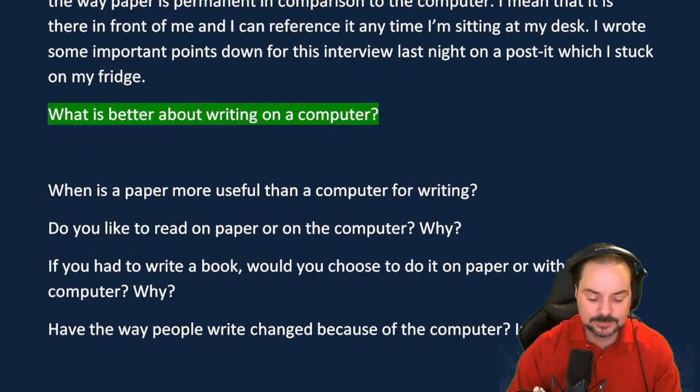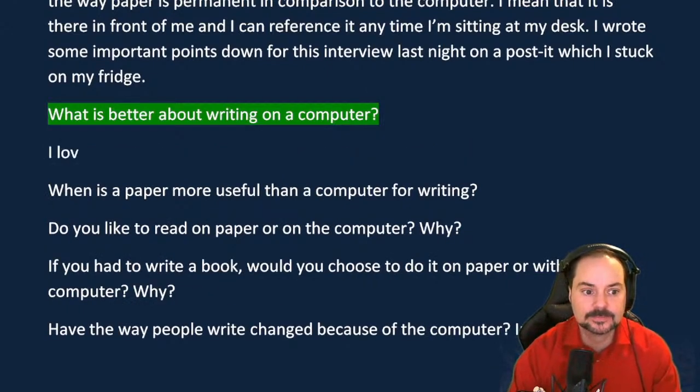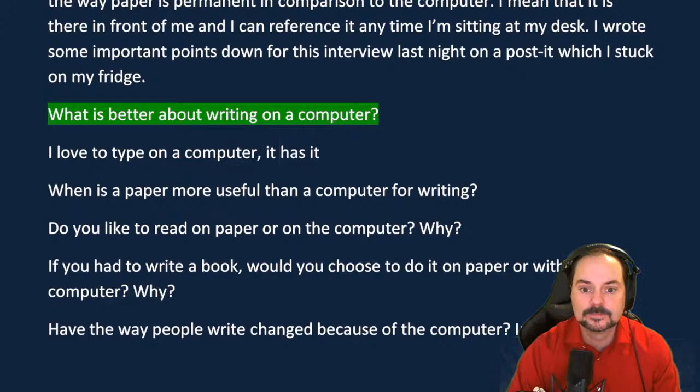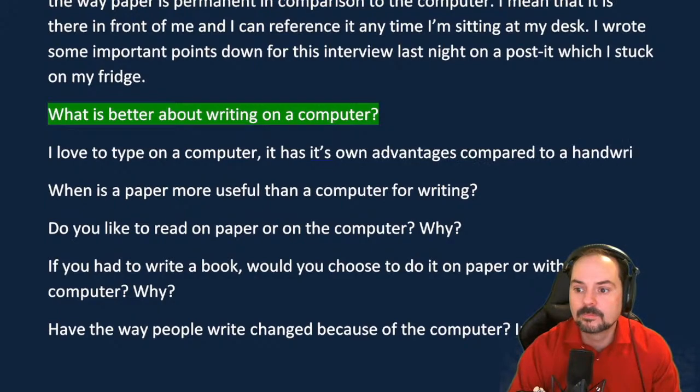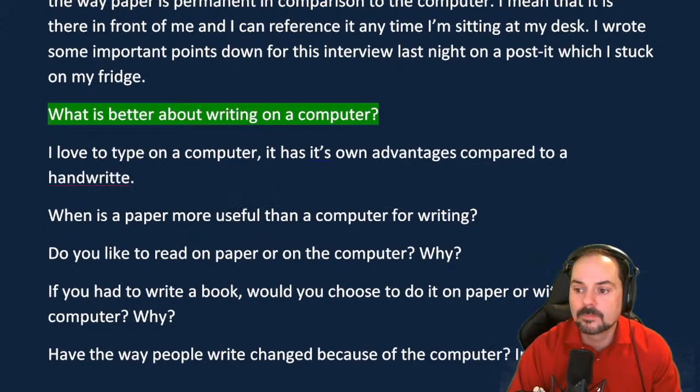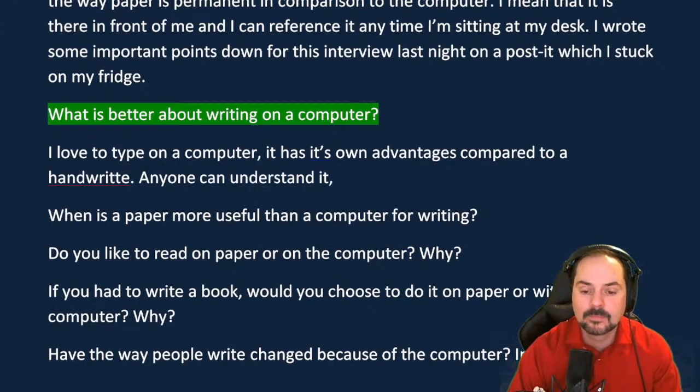Okay, fine. I would love to type on a computer. It has its own advantages when compared to handwriting. It has a standard handwriting that anyone can understand. Each and every one of us has a different handwriting, and moreover, we can edit it as often as we can, and there is no striking out.